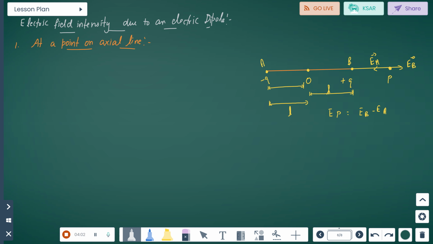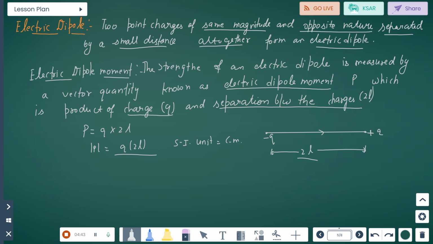Now electric field intensity due to an electric dipole. In an electric dipole, we have two point charges, minus q and plus q, and O is the midpoint between them. From minus q to O we have l, and from O to plus q we have another l, the separation between them. Point A, point B, P, where EA and EB, where EP equals EB minus EA. Okay, P is for electric dipole.